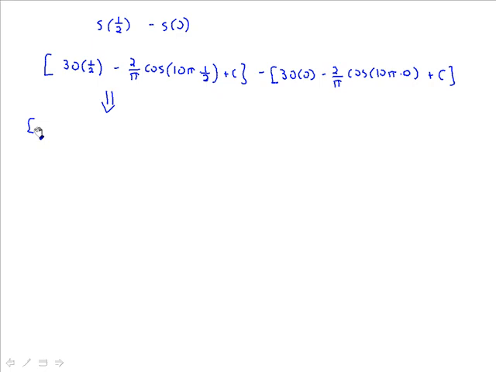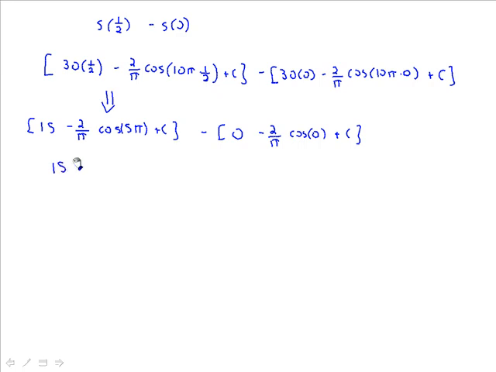I'm just going to play it very straight, and I'll go 15, clean this up as much as I can all the way down. 2 over pi times the cos of 5 pi divided by 2 plus c minus, well, that's going to be 0 minus 2 over pi times the cosine of 0 plus c. Going even further, 15.